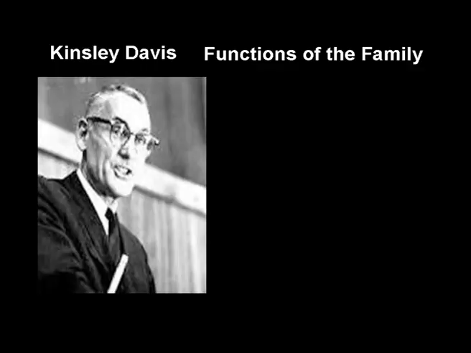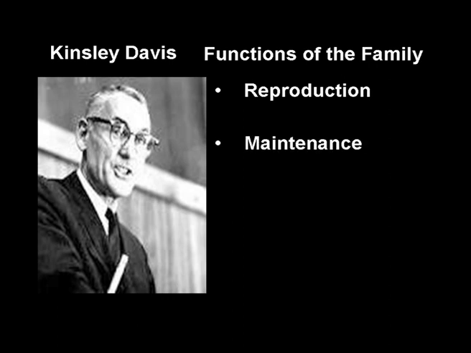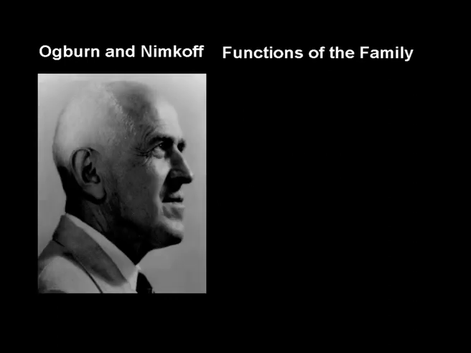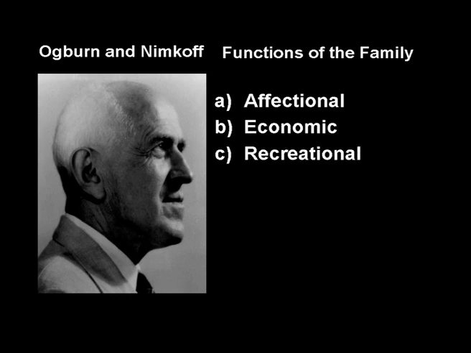What are the functions of family? The family as a social institution performs several functions. Various scholars have categorized the functions of family. Kingsley Davis has categorized the functions of family in 4 divisions. These are reproduction, maintenance, placement and socialization. Ogburn and Nimkoff have mentioned 6 major functions of family as follows: affectional, economic, recreational, protective, religious and educational.